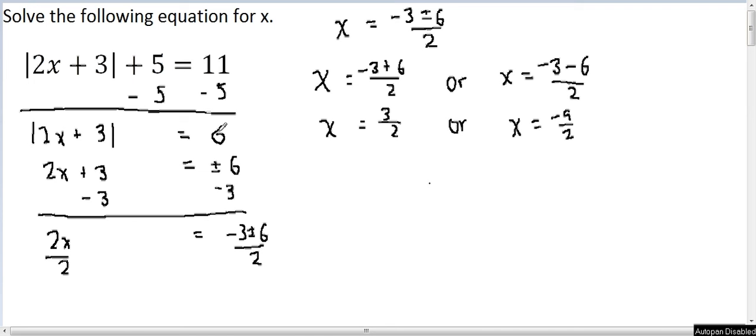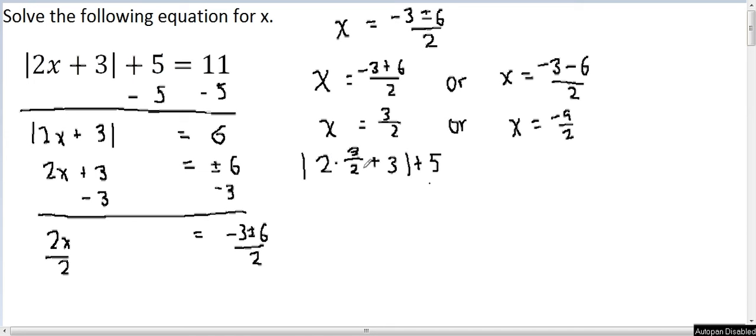Especially when we are working with an equation that has an absolute value, we usually check the solution since sometimes we get a number that actually doesn't work in the original equation. So let's plug these numbers back in to the original equation to make sure that each of the solutions works. So for the solution x is equal to 3/2, we get the absolute value of 2 multiplied by 3/2 plus 3 plus 5.